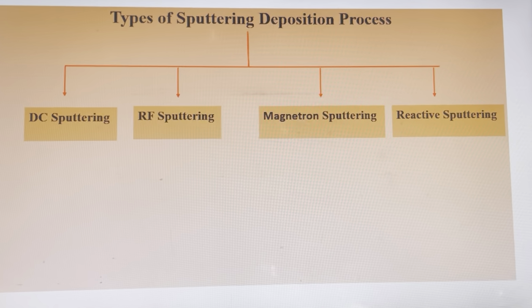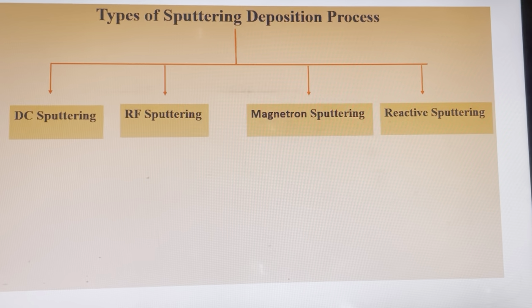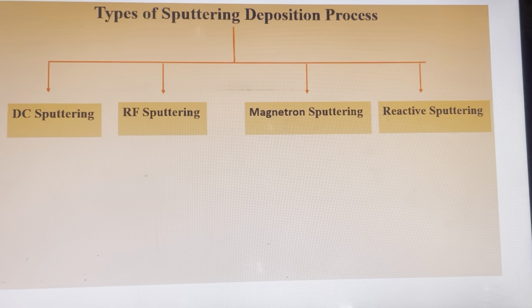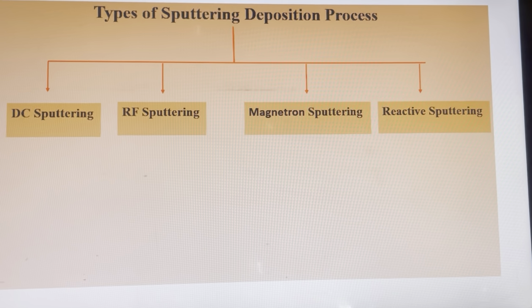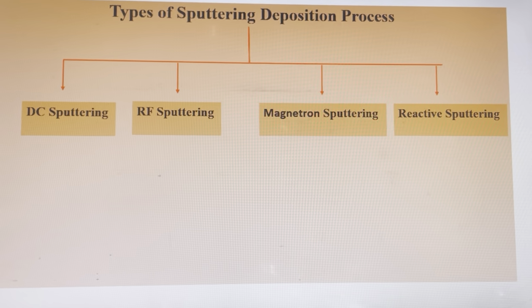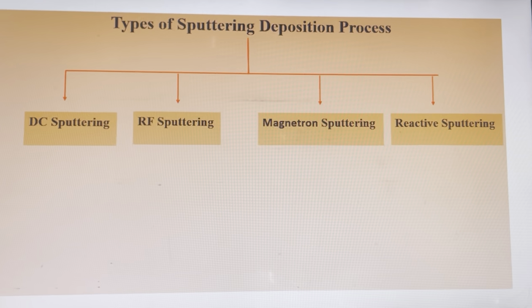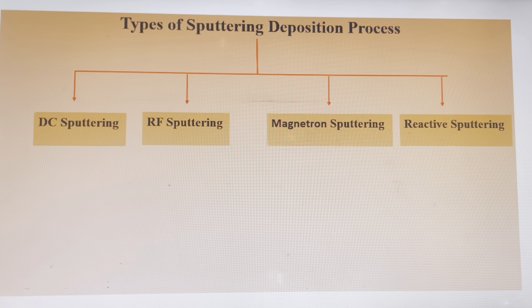There are four types of sputtering deposition process: DC sputtering, that is direct current sputtering, RF sputtering, that is radio frequency sputtering, magnetron sputtering, and reactive sputtering. In the next video we will discuss all these sputtering deposition processes.